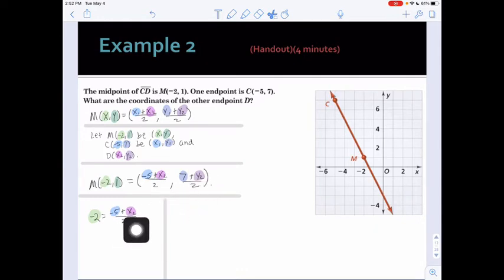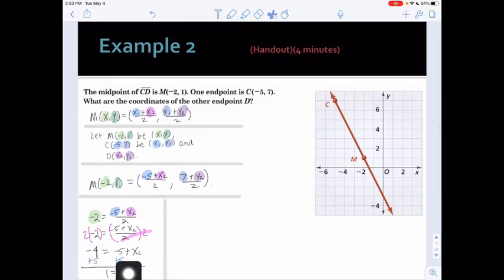We'll start with the x values. We have -2 has to equal (-5 plus x2) divided by 2. Now we can solve for x2. We can start by multiplying both sides by 2. 2 divided by 2 is 1, and we are left with -5 plus x2 on the right. -2 times 2 is -4. Next, we can add 5 to both sides. -5 plus 5 is a 0 pair, which leaves us with just x2 on the right. -4 plus 5 is 1, which gives us x2 equals 1.